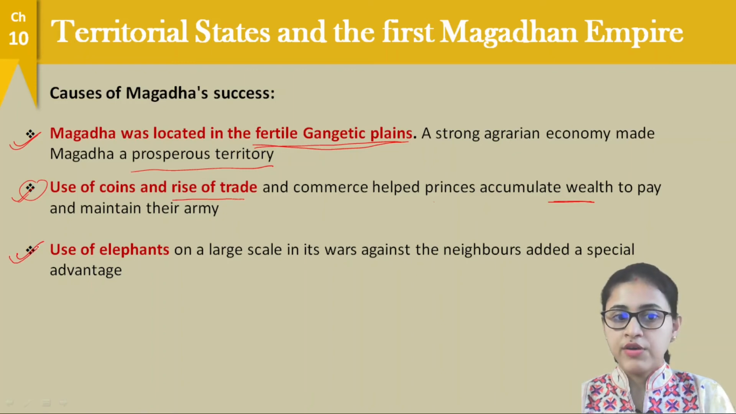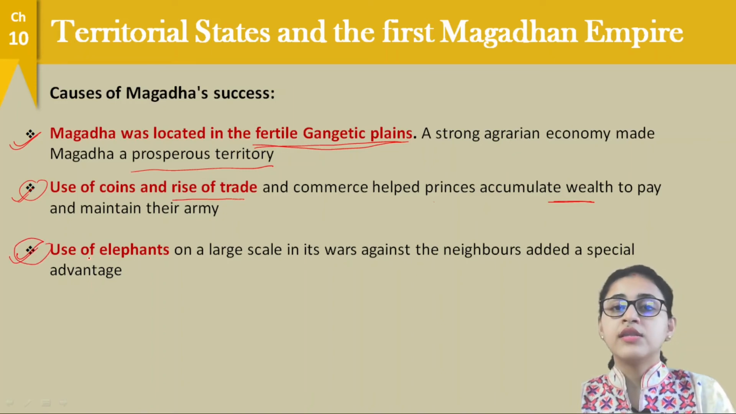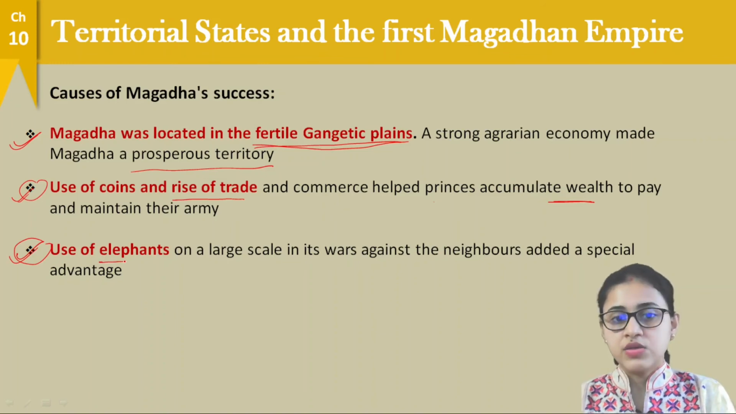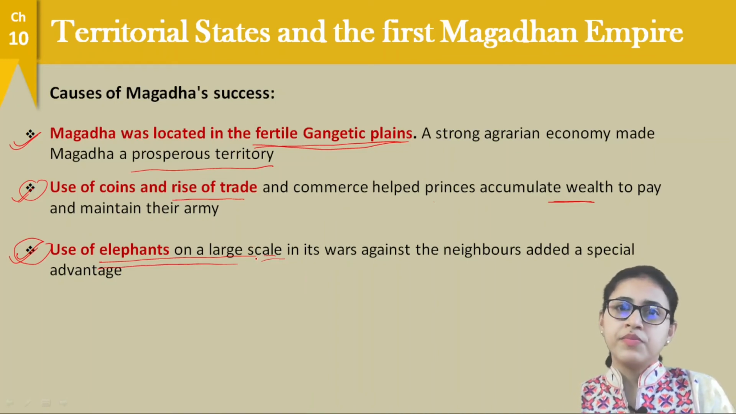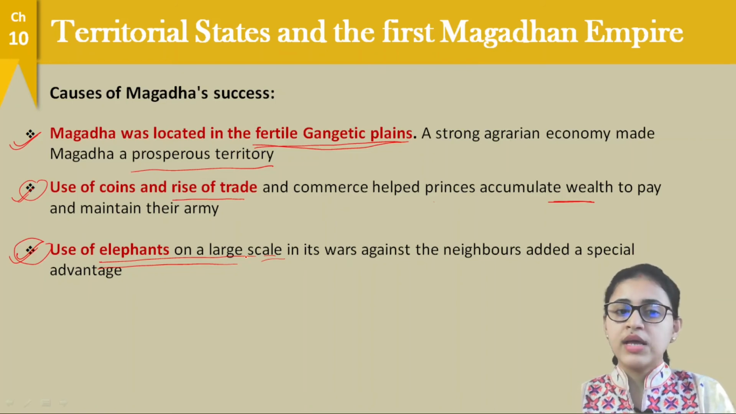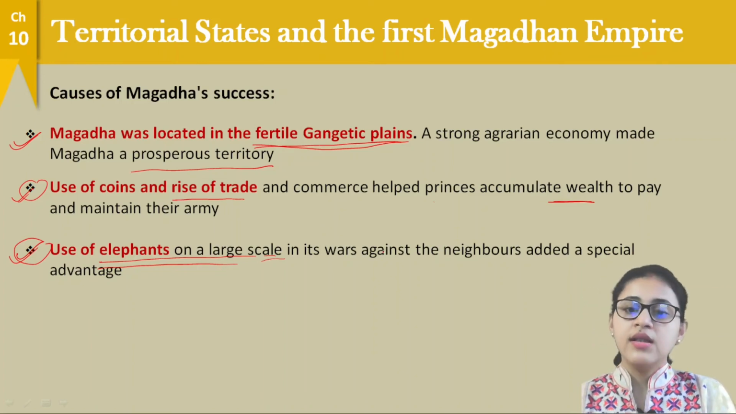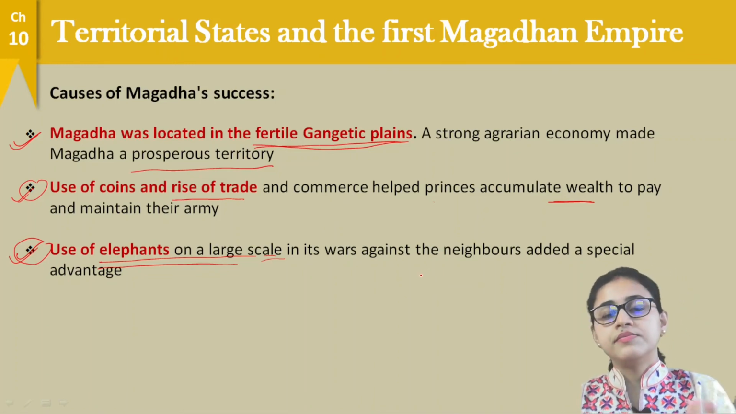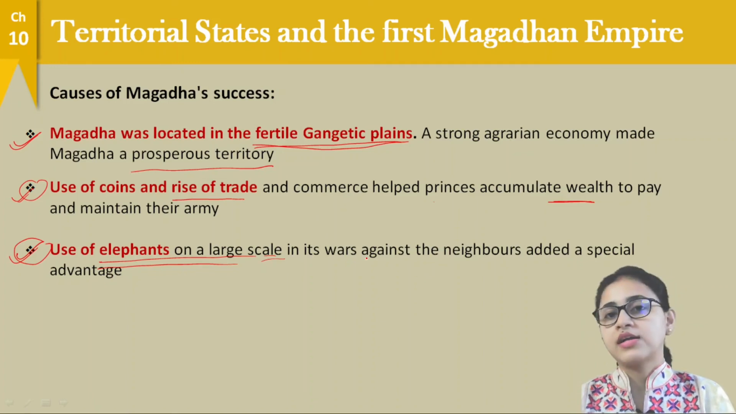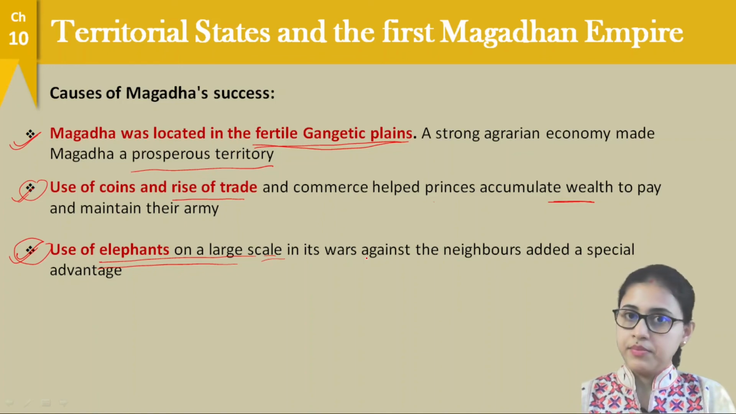And the last, a very important cause, is the use of elephantry. Magadhans used elephants on a large scale. Elephants were used in demolishing forts, and also to move through places which were very marshy, or areas which did not have roads or other means of communication. They used elephants to conquer those areas, right? So the use of elephants on a large scale against its neighbors was also an added advantage for the Magadha kings. These are the 6 causes of the success of the Magadha kingdom, and this is how Magadha emerged as the most powerful kingdom, right?